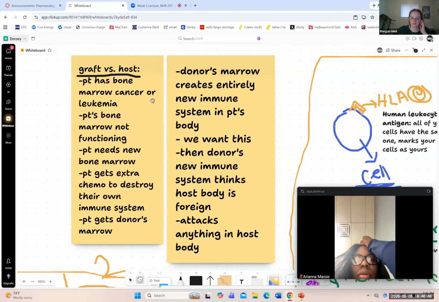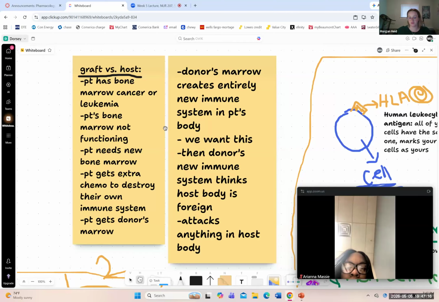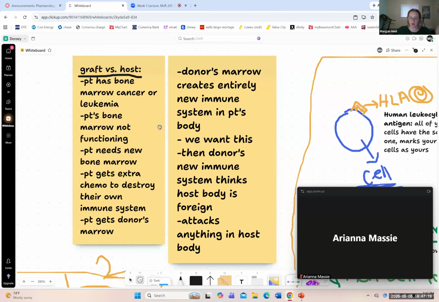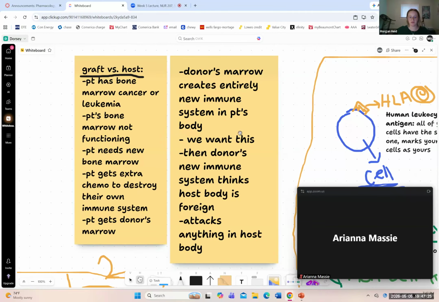So with graft versus host disease, let me slow back down. The patient has leukemia or lymphoma. That is cancer of my blood, basically. Cancer of my white blood cells, red blood cells, and platelets. The bone marrow is not functioning like it should. When the bone marrow doesn't function, what is that going to do to my immune system? Basically, I'm not going to have a functioning one. When I don't have a functioning immune system, my patient can't survive. Even if the cancer doesn't kill them, not having an immune system will.